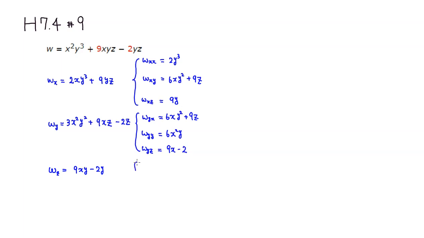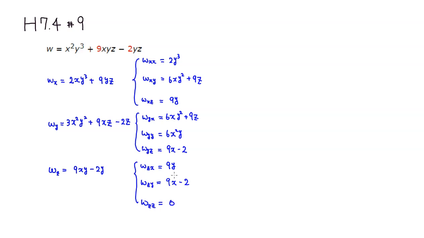Last three. The partial with respect to z and with respect to x. Right here you have a 9y, and that's 0. Then the partial of w with respect to z with respect to y. You have 9x and minus 2. Last one, partial with respect to z with respect to z again. It's going to be 0.